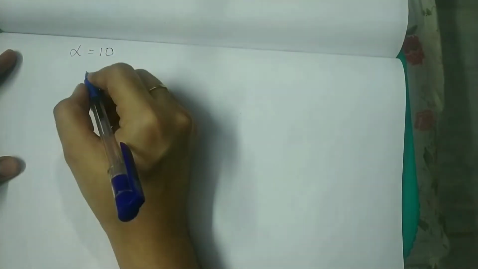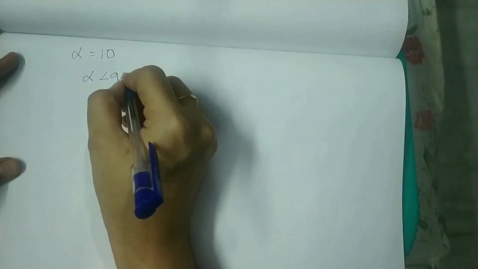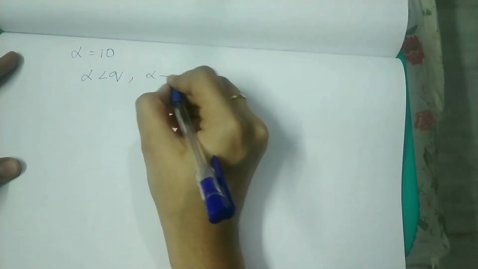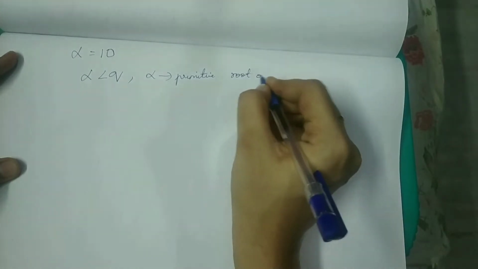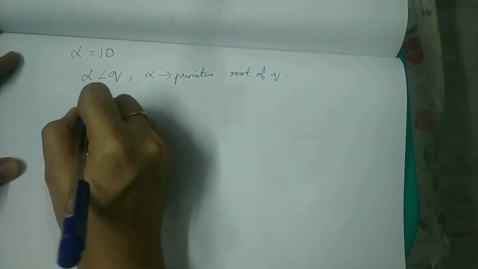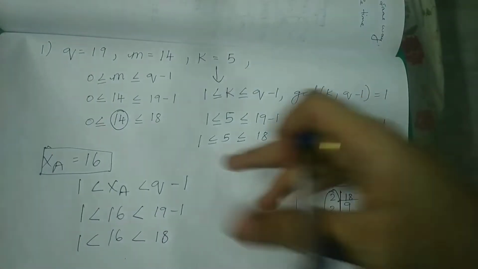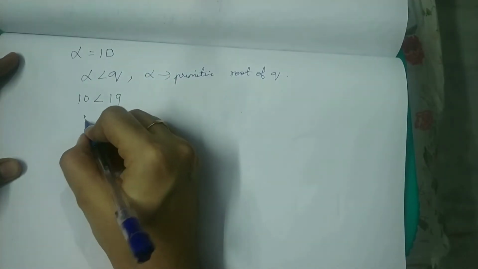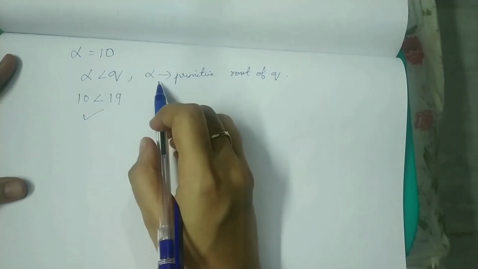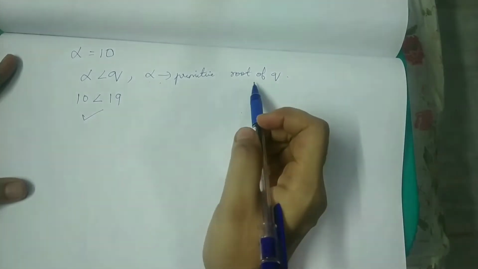Next we need to choose the alpha value. So I'm going to choose the alpha value as 10. The condition for choosing the alpha value is this alpha should be lesser than Q and it should also be the primitive root of Q. So 10 is lesser than the Q's value, 19. So 10 is definitely lesser than Q. So it is satisfying the first condition. The second condition is alpha must be the primitive root of Q.